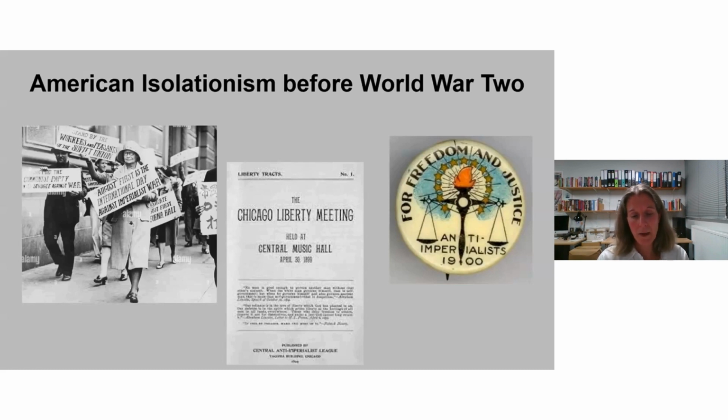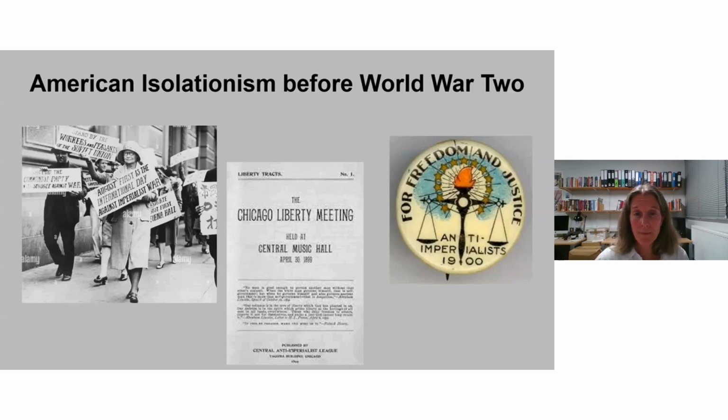In the end, the US Senate, which has to vote to approve all US international treaties, rejected the League of Nations Treaty in 1919 and again in 1920. And so the US remained outside of the League of Nations. And this sort of opposition to what was seen as American imperialism is a big part of that story.